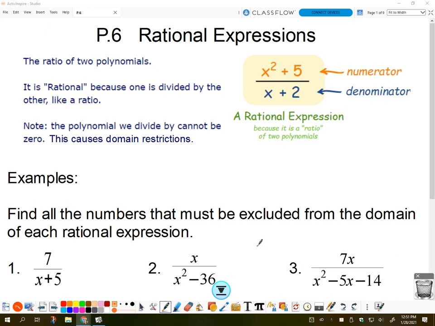Okay, so section P6 is rational expressions, which basically puts your two least favorite things that you do in math together. You're going to be doing fractions and factoring, but it's really not as bad as you think. So basically, a rational expression is a ratio of two polynomials. So two polynomials written as a fraction. It's rational because one's divided by the other, like a ratio.